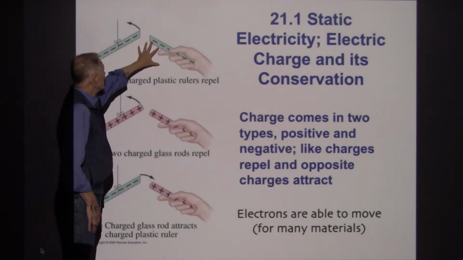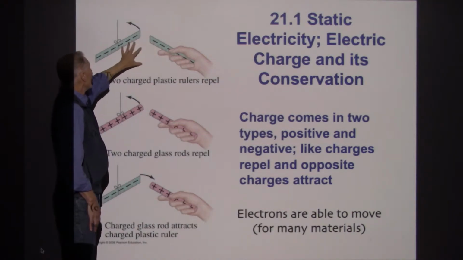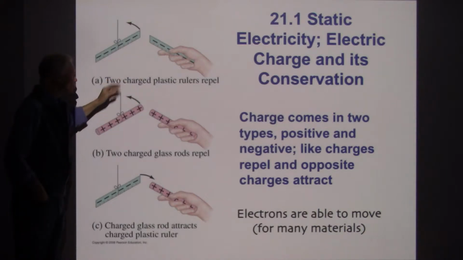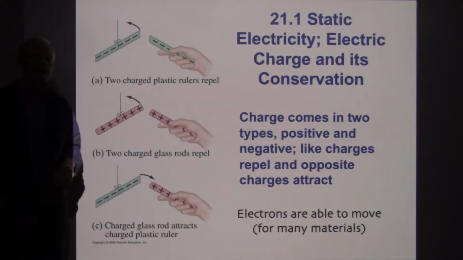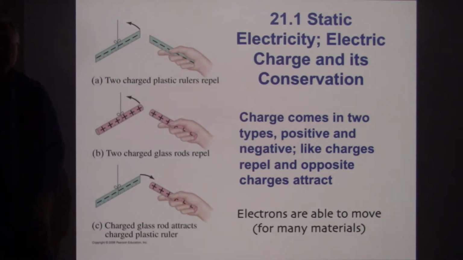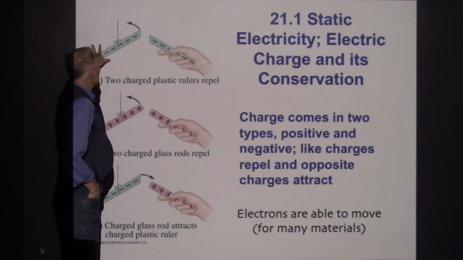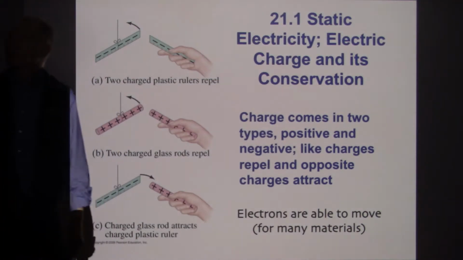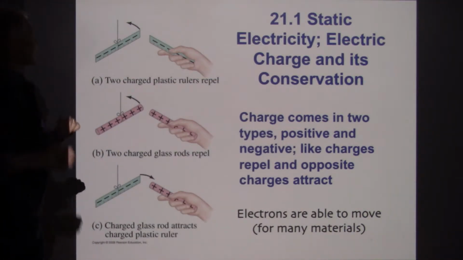So here are two rulers. They've both been charged with extra electrons. They're both negative, and they repel each other. The same thing if we take two rulers again. These have been charged positively. Now, how do we charge these things? Well, there are certain materials. If we take, like, silk, it transfers electrons, though I'm not sure which direction.